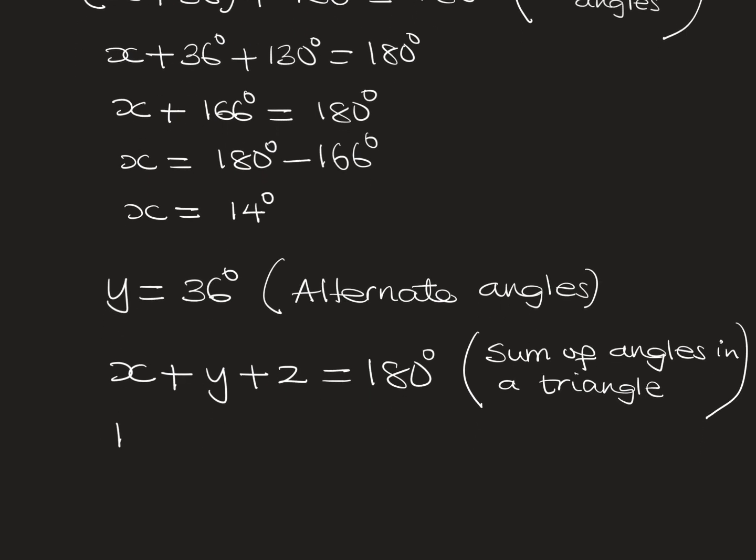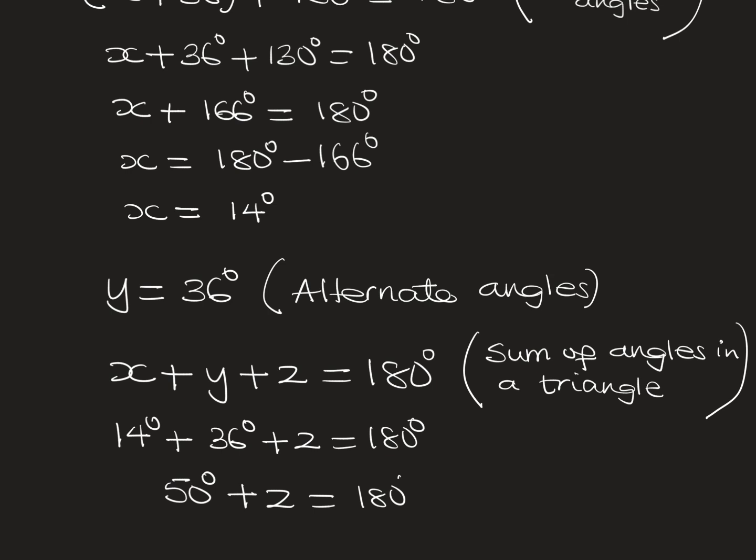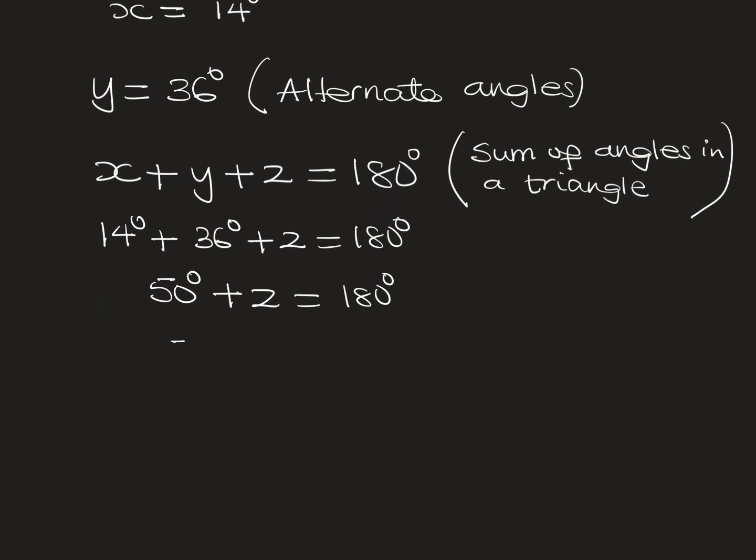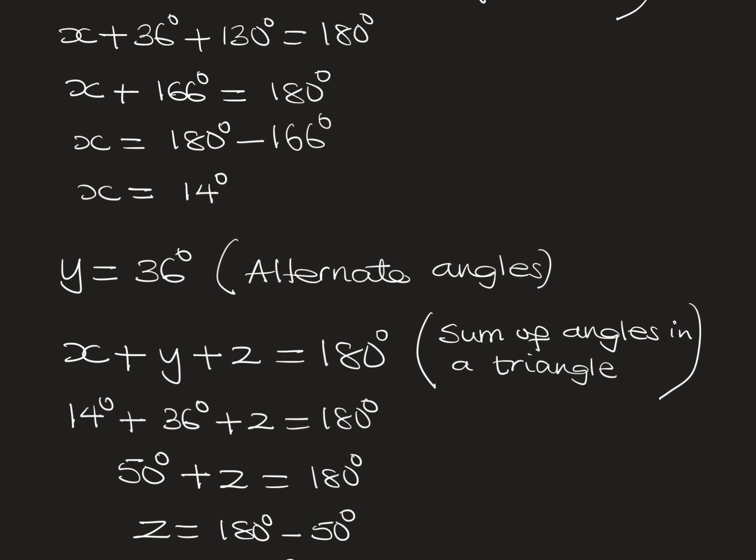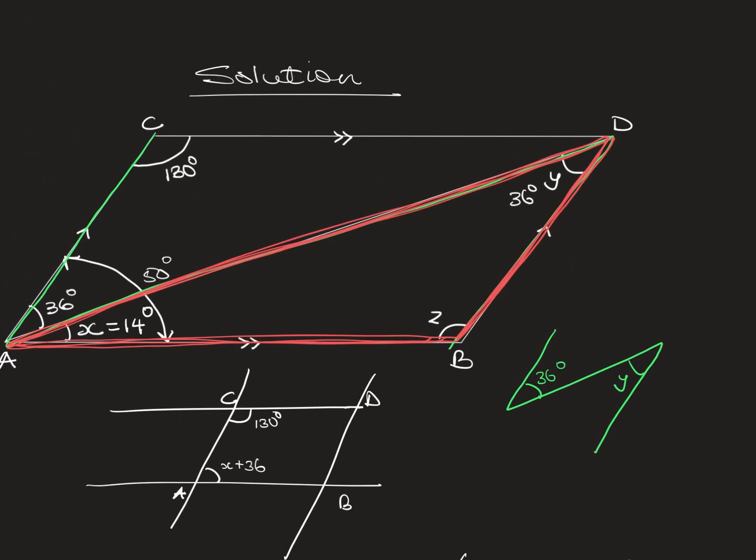So what is x? It is 14 degrees plus what is y? 36 degrees plus z is equal to 180 degrees. 14 plus 36 is 50 degrees plus z is equal to 180 degrees. So z is equal to 180 degrees minus 50 degrees. Therefore, z is equal to 130 degrees. So that is the answer for z.